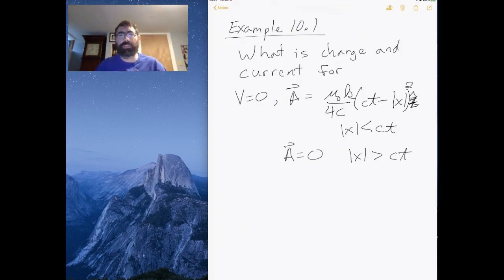So if we're at some distance which is further away than the speed of light times the time, then there is no potential. It's only in this range of basically minus ct to positive ct that we get this potential A. What we've done is we've measured the vector potential and the scalar potential, V and A, and we want to know now what is creating these potentials. They must be created by some kind of electric charge or some kind of current. So how can we do that?